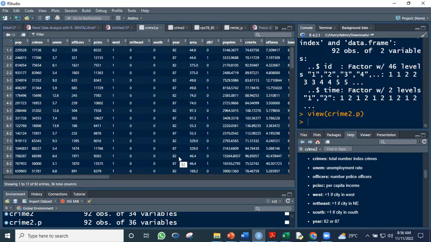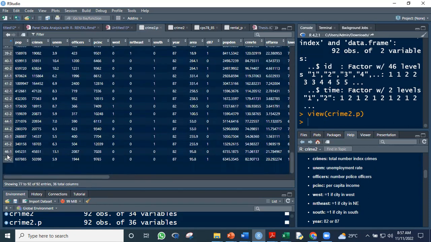All right? So, pag kinonvert natin yun into a panel data, and in-index natin kunyari si city at saka si year, ang index ngayon magiging 1-82, 1-87, 2-82, 2-87. Mas maganda, no? Kasi dito ang nangyari lang, kaya naka-index dito na 46 cities, year 1 and year 2.